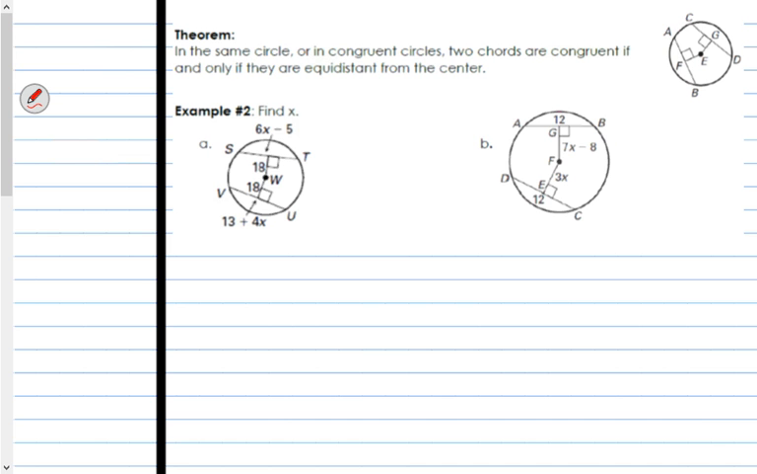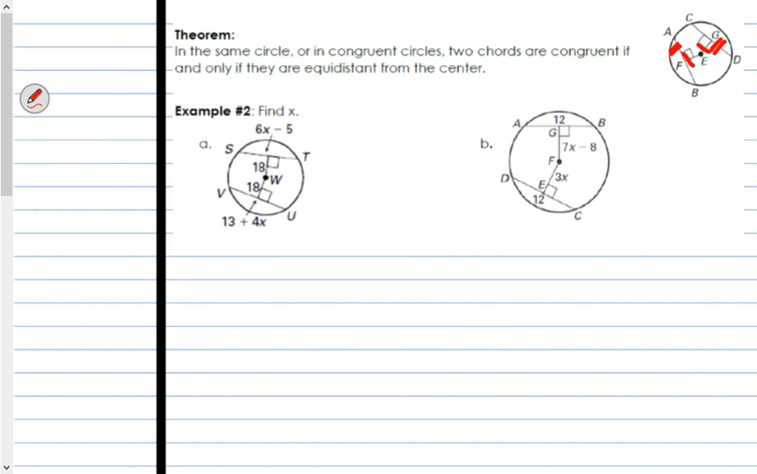The next theorem states, in the same circle or in congruent circles, two chords are congruent if and only if they are equidistant. Remember, that means equal distance from the center. So if I know that FE is equal to GE, they're the same distance apart, that also means that the chord AB is congruent to the chord CD. If the two chords are the same distance away from the center, the chords are then congruent.